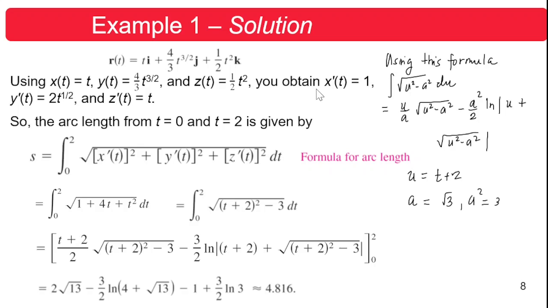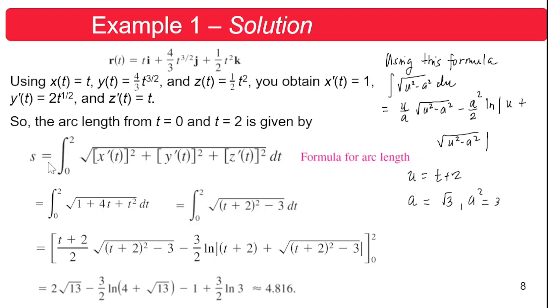So x prime of t is 1. y prime of t is 4 over 3 times 3 over 2, but 4 over 3 times 3 over 2 is 2. So we have 2t raised to 3 halves minus 1, and 3 over 2 minus 1 is 1/2. So we have 2t raised to 1/2 as the first derivative of y of t. Then for the z component, the first derivative is 1/2 times 2t, cancel out the 2, so you have t.